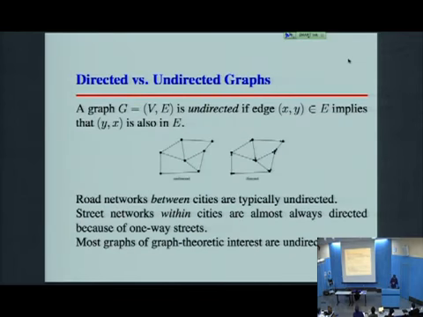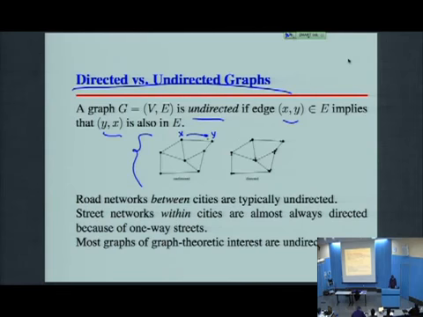The single most important property of a graph, the first direct property that comes up, is whether a graph is directed or undirected. We say that a graph is undirected if edge xy implies that yx is also an edge. A graph is undirected if, in some sense, there is a way of going from x to y, and that automatically implies that there is a way of going from y to x.